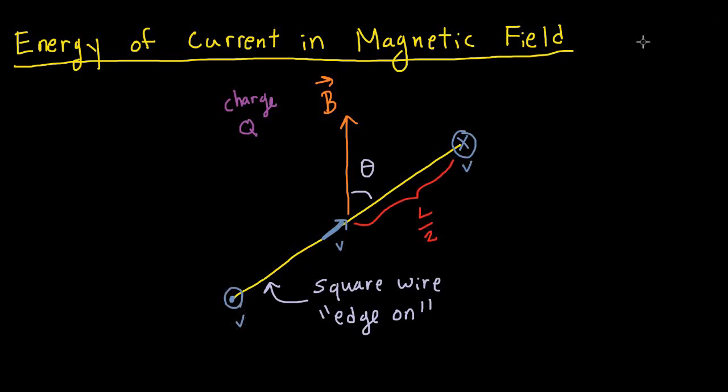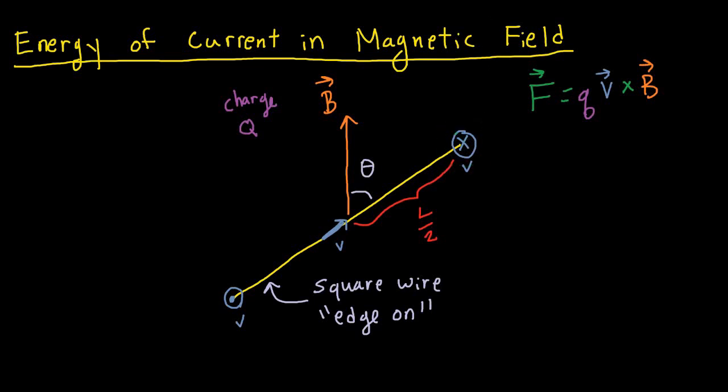Okay, so that's the setup. Now what are the forces on the different segments of the wire? Well, remember that the expression for force is that force equals Q V cross B. And on each segment of the wire, the charge is big Q over 4. So let's start by looking at the force on the segment of wire that's pointed into the screen, right here.